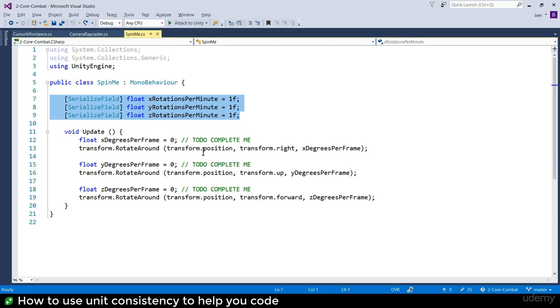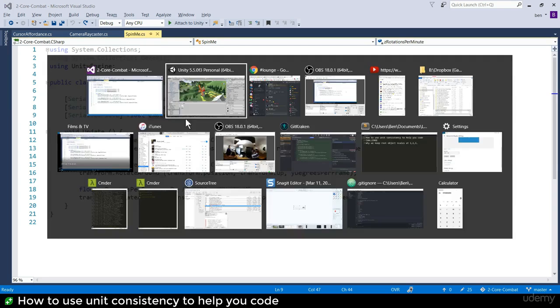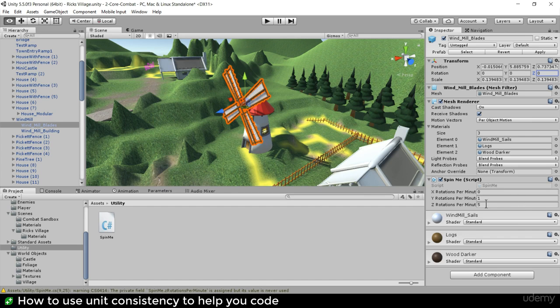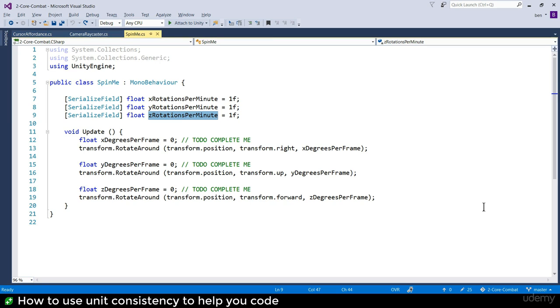Now, how does this work? So we ultimately want to set the parameters in something very human-readable: rotations per minute. Our designer can come in here and very clearly go, yeah, 5 rotations per minute, RPM, I know what this is. So that is a constraint we're putting on ourselves as programmers. We're saying that we want to put in RPM.